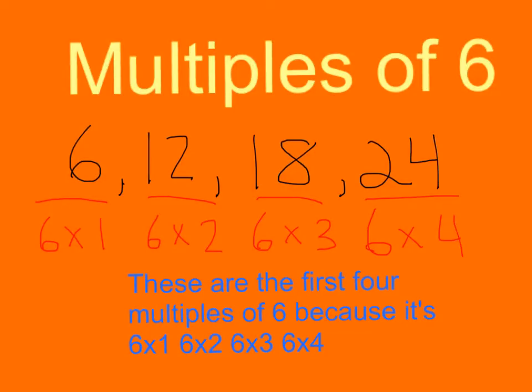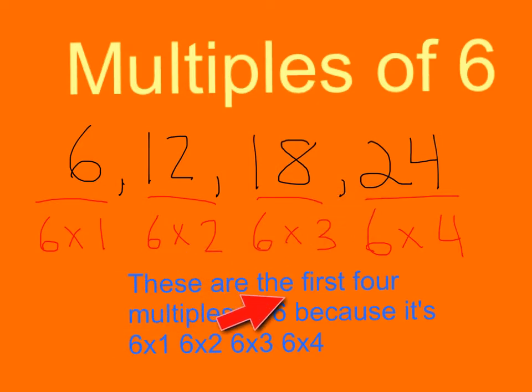This example will show you students the multiples of 6. The first multiple of 6, 6 times 1, is 6. The second multiple, 6 times 2, is 12. The third multiple, 6 times 3, is 18. And the last multiple for the first 4 multiples, 6 times 4, is 24.